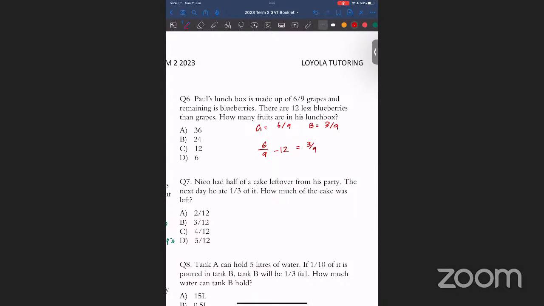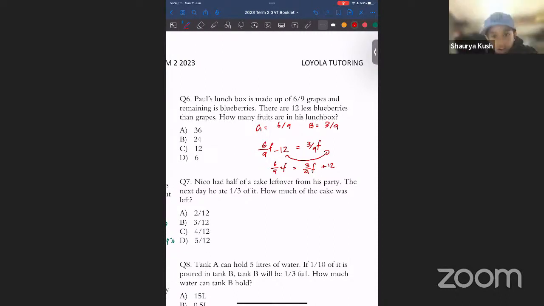So now we do a bit of algebra, of fruits. So the total fruit, 6 over 9, minus 12 is 3 over 9 of the total fruits. We bring the 12 across and we get 6 over 9 fruits is equal to 3 over 9 fruits plus 12. Because remember, when we learned the rules of algebra, when you move something to the other side, it becomes the opposite. So negative 12 becomes positive 12. Do you guys understand?